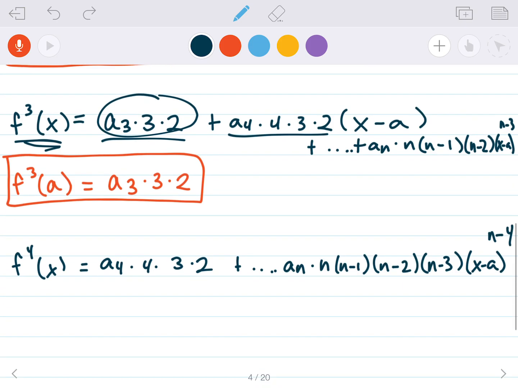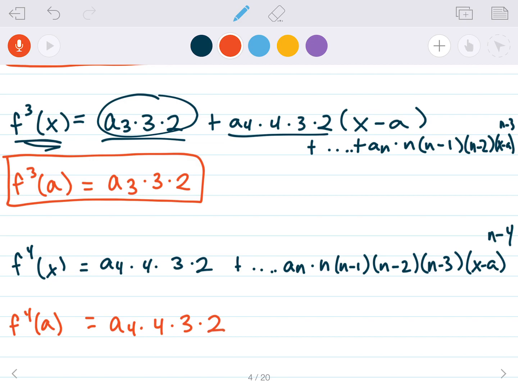And what happens if we plug a into our fourth derivative? Well, this is all going to go to 0, right? Because if I plug in a for x, 0 times all of this stuff is just going to be 0. And I'm just left with a sub 4 times 3 times 2.